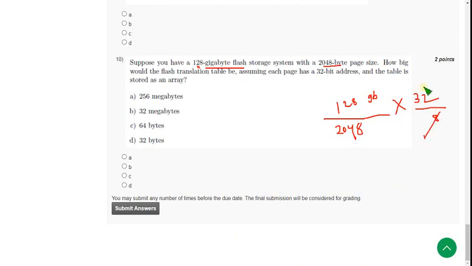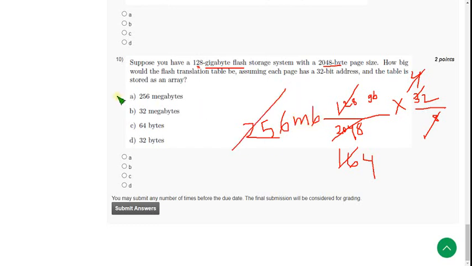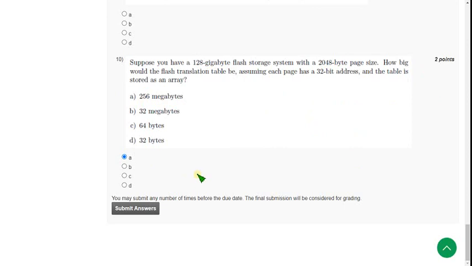Then 8 fours are 32, and 128 by 16, and 4 fours. So when I did this, we will get 256 MB. So for the 10th question, I think the correct answer is option A. I have got option A only. So with this, along with 3, 4, 5 and 6, we have got 6 questions.